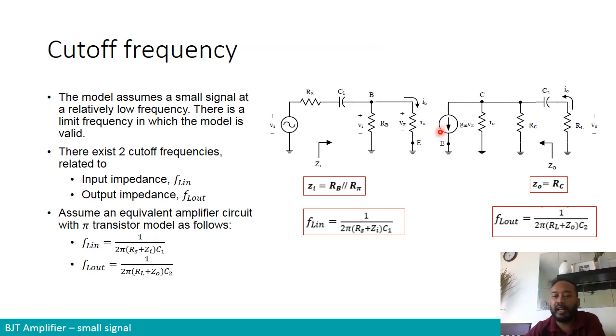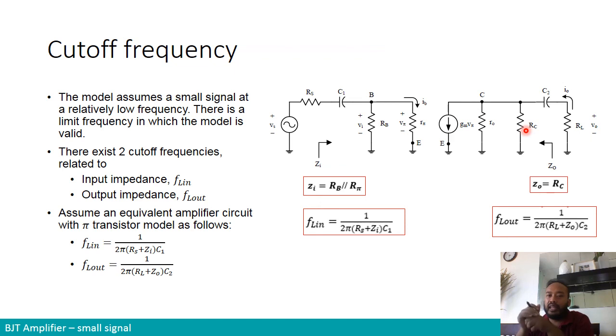So if we have the equivalent model like this for the low frequency, as we discussed just now, then we would have this formula for the input and output cutoff frequency. It needs the value of your coupling capacitors C1 and C2, and the value of your input impedance and output impedance, ZI and ZO. So ZI, as we discussed just now, is RB parallel R pi, and ZO is basically just RC over here. So that's all our discussion on BJT and its application, which is mostly the simple amplifier.